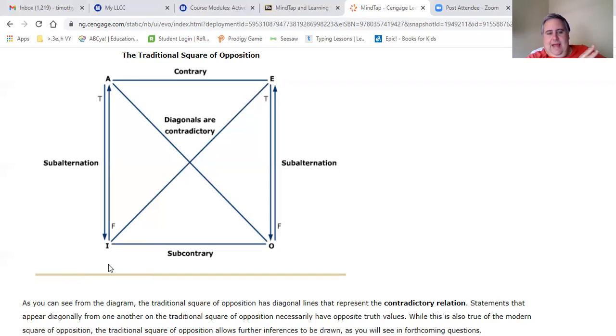So that basically means whatever the truth value of A is, O is going to be the opposite. Whatever the truth value of E is, I is going to be the opposite. And then finally, you have the idea of subalternation. And subalternation is the idea that if A is true, I is true. And if E is true, O is true. Why? Because we make an existential assumption.